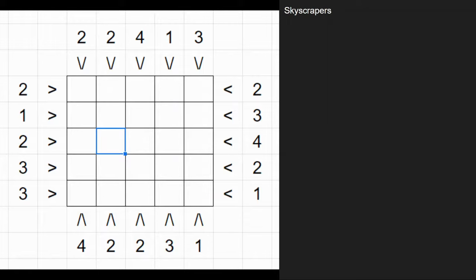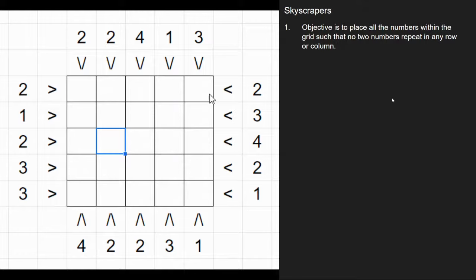The grid size can be of any dimensions, but in this example we have a 5x5. The objective is to place all the numbers within the grid such that no two numbers repeat in any row or column. If it were a 6x6, we'd use the numbers 1 through 6. If it were a 4x4, we'd use the numbers 1 through 4. But here we're working with the digits 1 through 5.